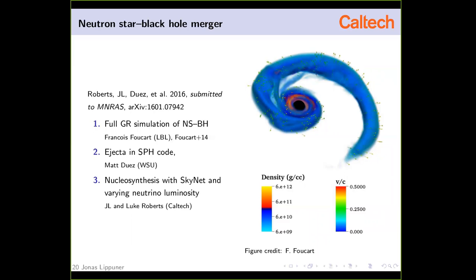And then in this code, we have tracer particles. So then we get these tracer particles, and for those we can extract the density versus time history. And then we also know the initial YE and entropy of the distribution. And so that's all we need to run nucleosynthesis on it with SkyNet. So here are some of the final abundances that we obtained.